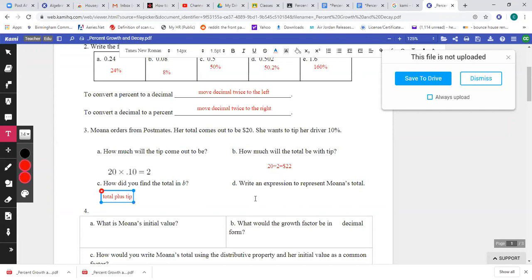Now, letter D, you're like, write an expression to represent Moana's total. You might think we already did that for part B. However, I'm going to write D a little differently than just 20 plus 2. Okay. I'm going to write it in this way, that it is 20. Now, what did we do to calculate the tip? We multiplied 20 times 0.10. So that's what I'm going to put here.